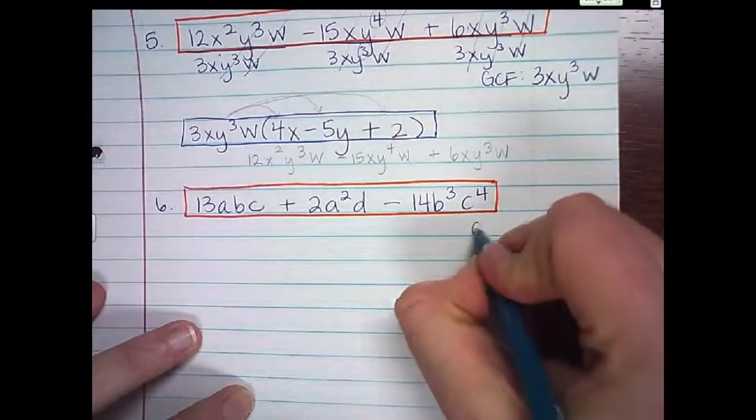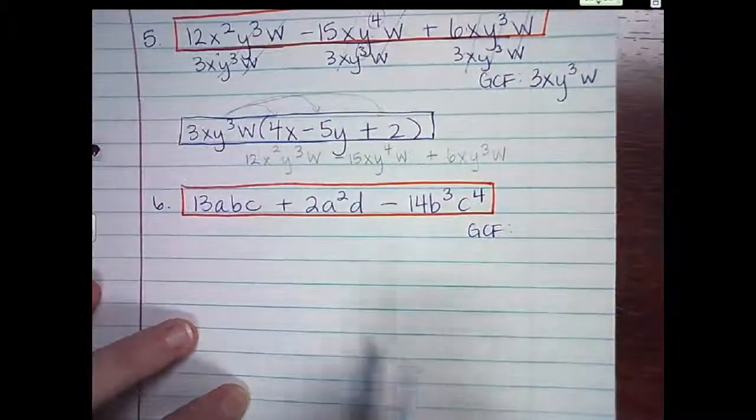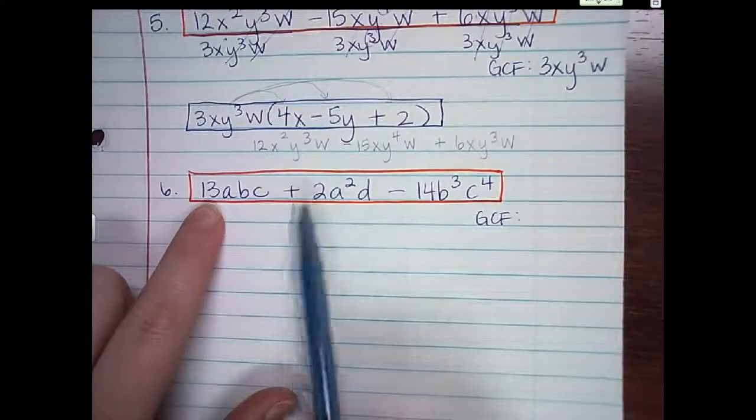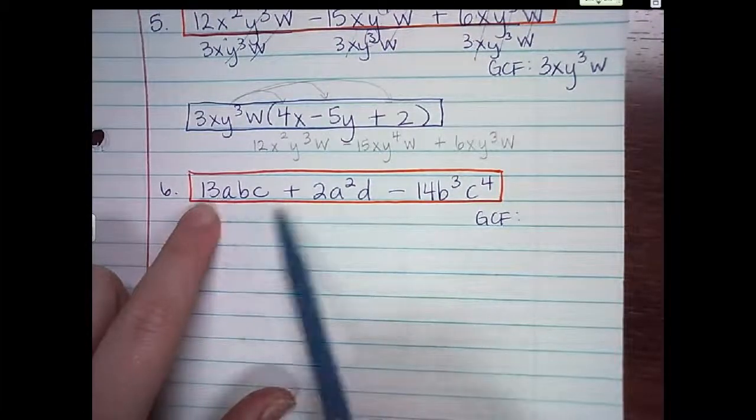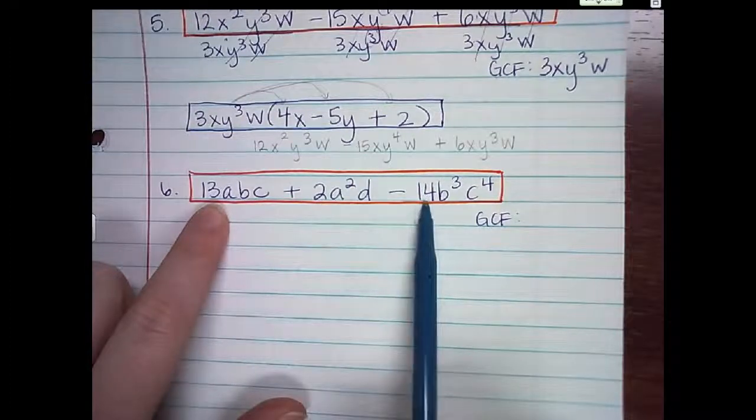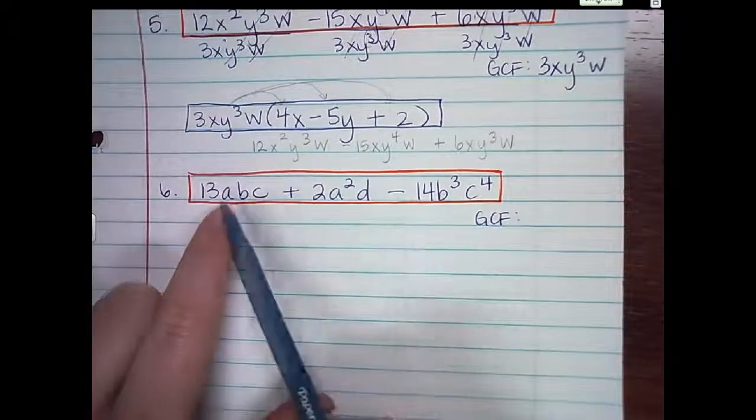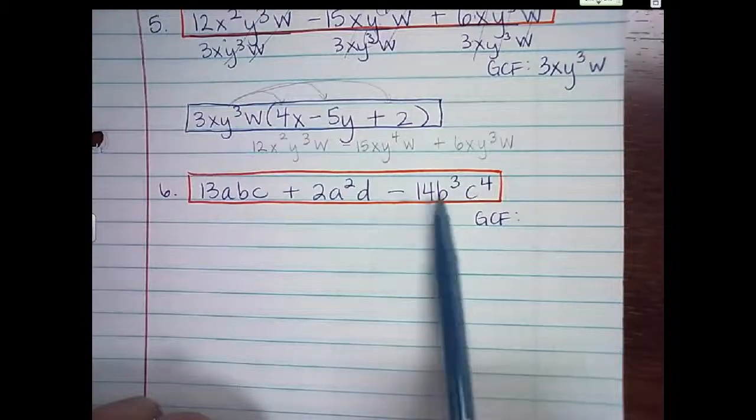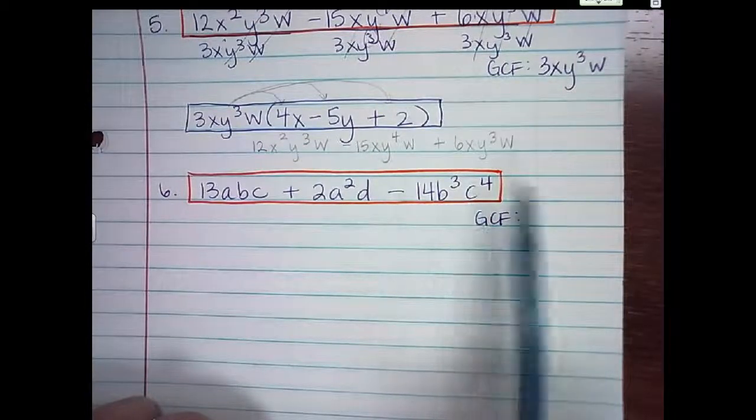Okay, let's start with our GCF. So I have 13. Well, first of all, when you see 13, nothing goes in there. 2 and 14. So there's no number. So let's go to my A's. I have 1A, 2 A's, no A's. All right, so I can't take out any A's.